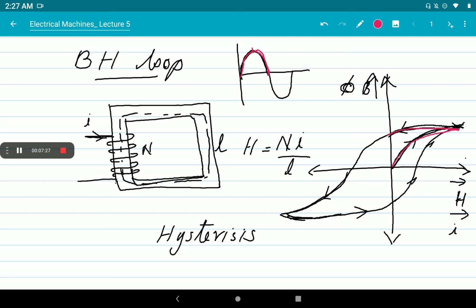The magnetic property will retain at the ferromagnetic core, because even if the current becomes 0, the magnetic flux density will not become 0. So when the current again passes through the negative half cycle, it goes through another path like this and it becomes saturated. When we try to make the current 0 again, it attains another Vmax. So minus Vmax to plus Vmax.